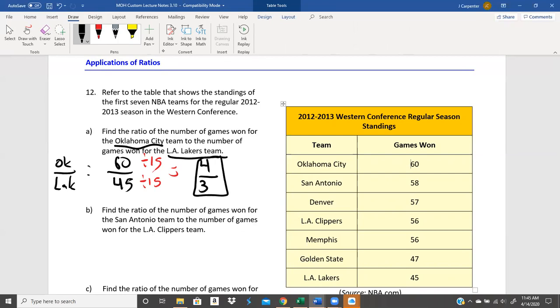What this means is every 4 games Oklahoma wins, we can expect the Lakers to win 3 games. Now, this is based on real world data, so it doesn't mean it has to be consistent moving forward. It just says that so far, that's what happens. And maybe we can expect that. It depends on how statistically accurate it is, but that's not something we need to get into.